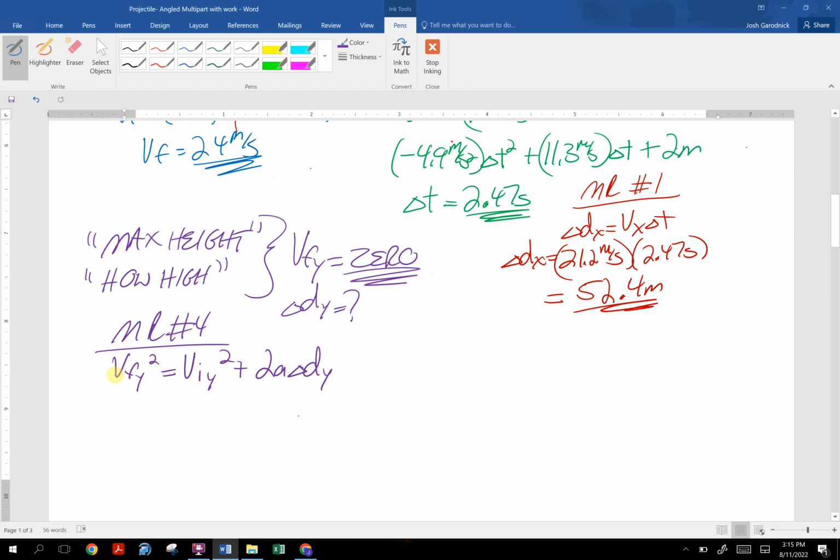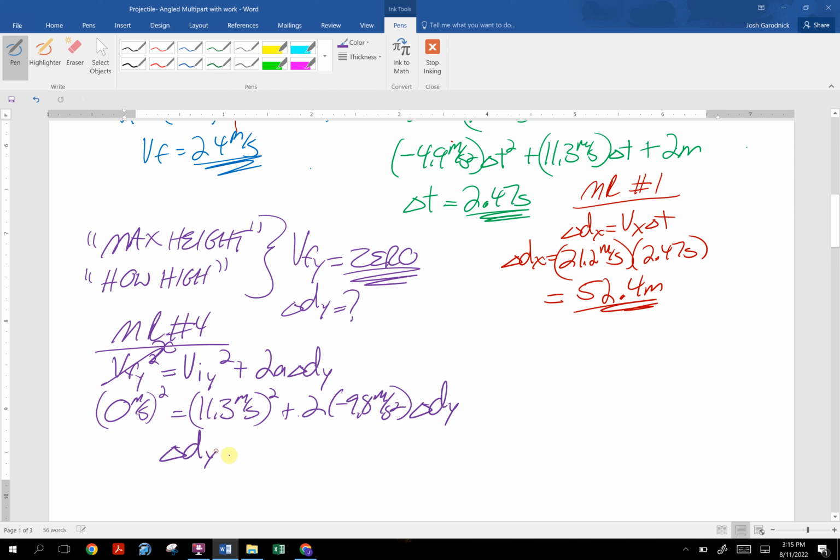All right. Final vertical velocity is 0. What a joy. So that's 0. Initial vertical velocity was 11.3 meters per second. Don't forget to square plus twice the acceleration, which is negative 9.8 meters per second squared, delta dy. So your final height above the ground is 6.51.